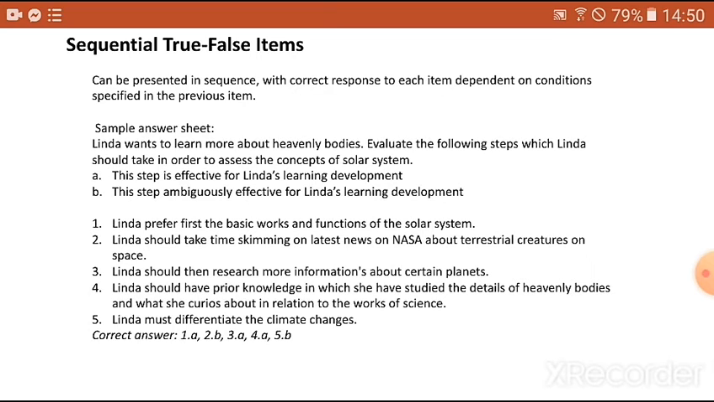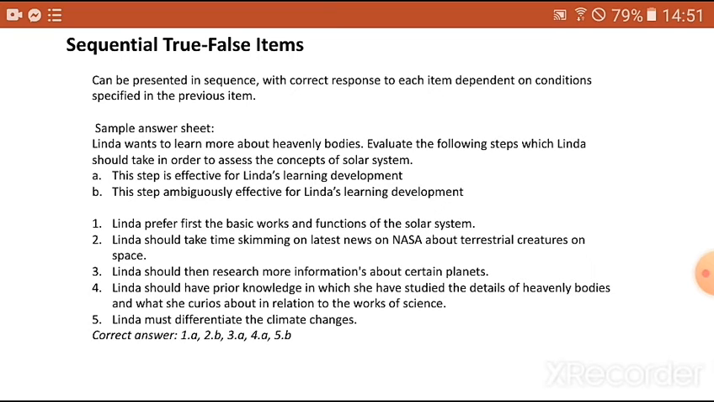This step is effective for Linda's learning development, and letter B, this step is ambiguously effective for Linda's learning development. I have here provided 5 sentences which will be evaluated whether it is A, an effective plan for Linda's learning development, or letter B, ambiguously effective for Linda's learning development.